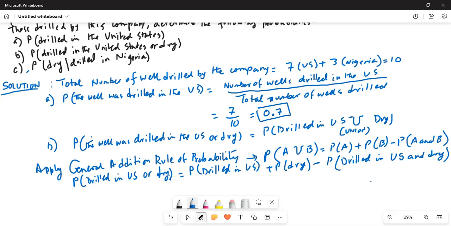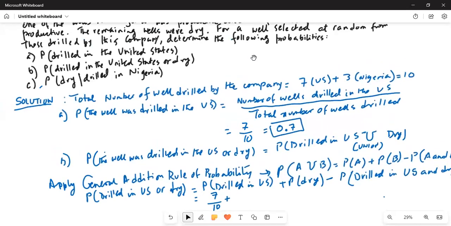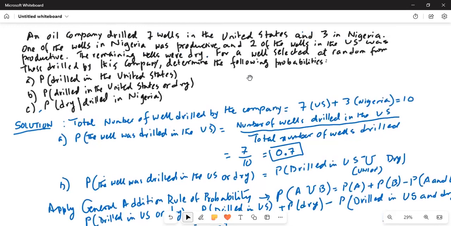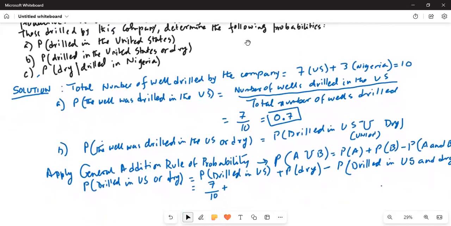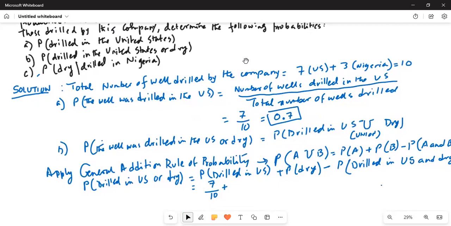So probability drilled in the United States, we have already done, is 7 out of 10. How many wells are dry? We have to take a look at the original problem. One of the wells in Nigeria was productive, and 2 of the wells in US were productive. So total number of dry wells is 10 total number of wells minus the 3 wells that are productive. So total number of dry wells is also 7 out of 10.